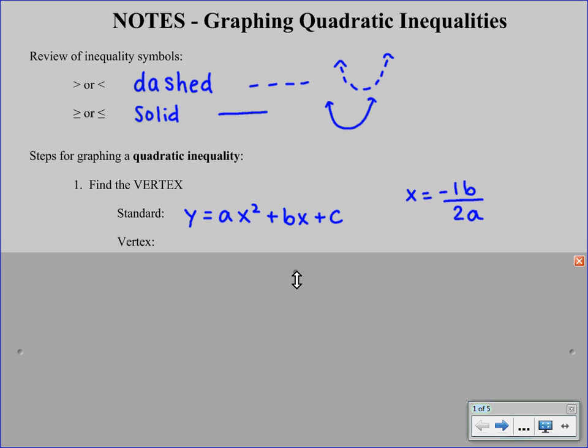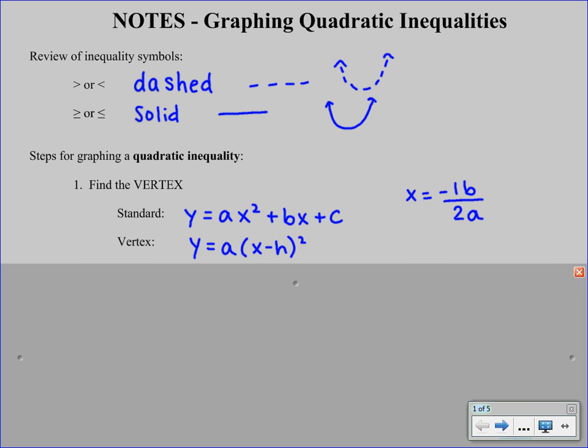If you have vertex form, you will recognize it as y equals a times the quantity x minus h squared plus k. And to get the vertex with this form, it's a little bit easier. You just have to recognize the h and the k. The one trick, like we talked about in class, is to remember that that h value is always going to be the opposite of what you see in the equation.